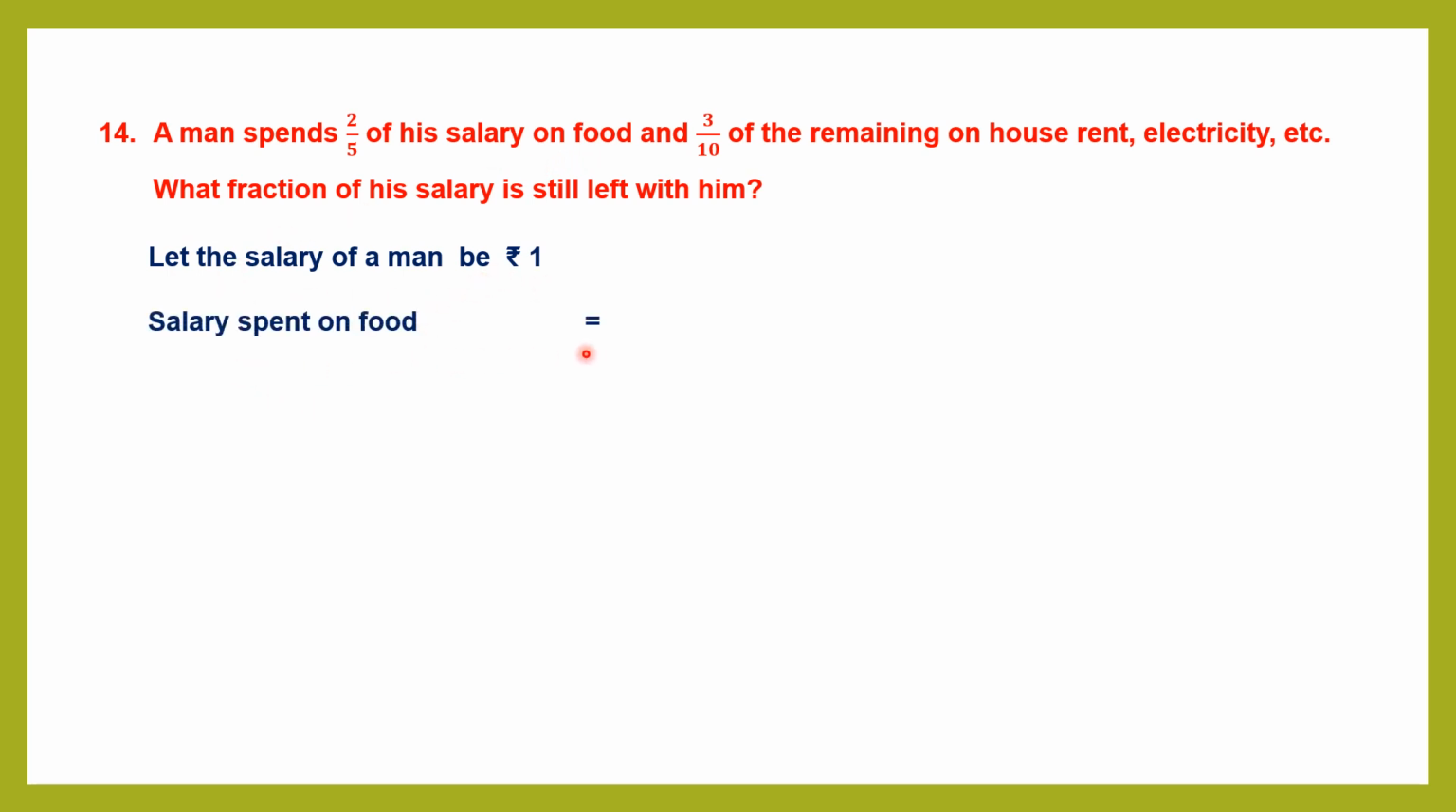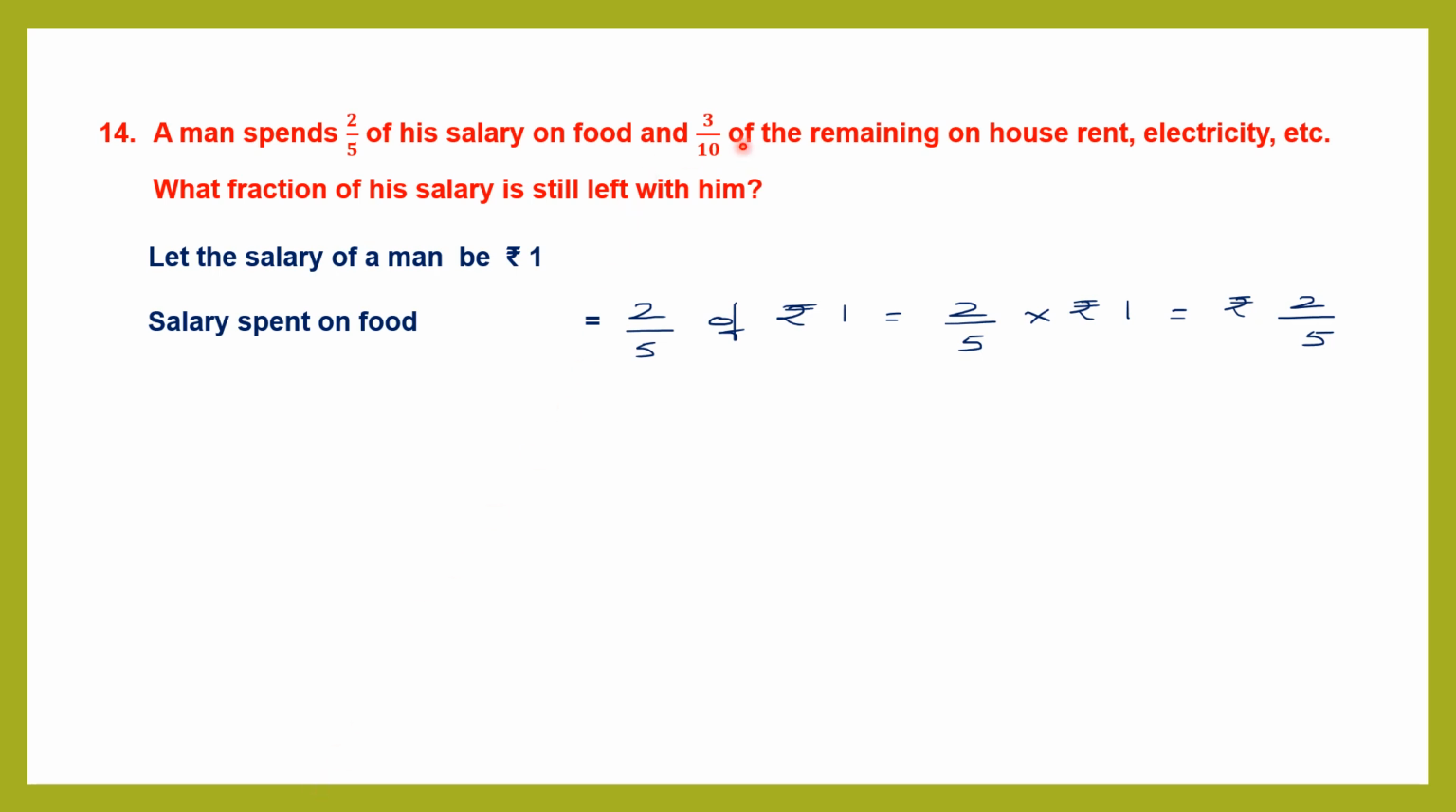Now salary spent on food. He has spent 2/5 of his salary. Okay, that is 2/5 of his salary means, what do we have here? We said salary, let it be rupees 1. So 2/5 of 1 rupee. Now 2/5 of 1 rupee means 2 by 5 into 1 rupee. So anything into 1 will be the same, isn't it? So this will be rupees 2 by 5. So this is the salary spent on food.